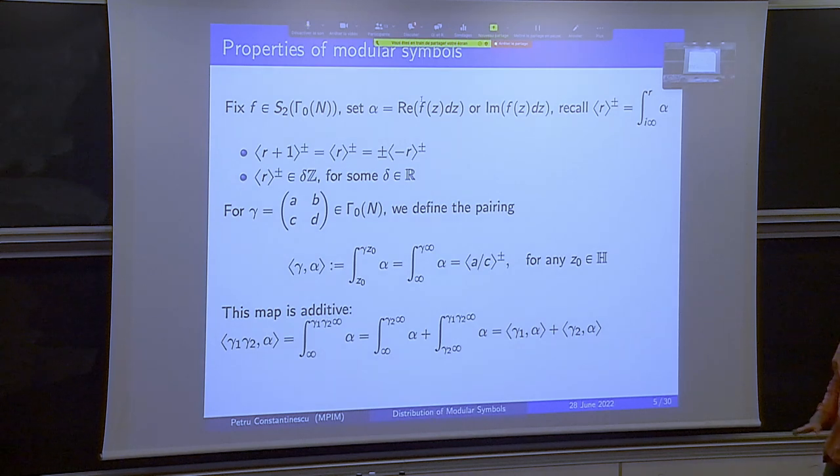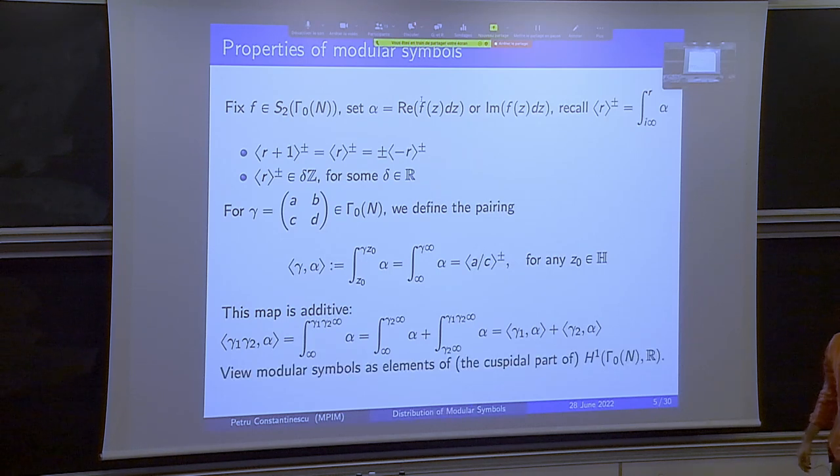A very important property that we'll use a lot is that this map is additive, by a very simple property. If you take the pairing of gamma 1 gamma 2 with alpha, by very simple integral manipulations, you see that this map is additive. So since this is an additive map on the group gamma, you can think of it as an element of the cuspidal part of the cohomology. Cuspidal part because, by definition, this would vanish on the cusps.